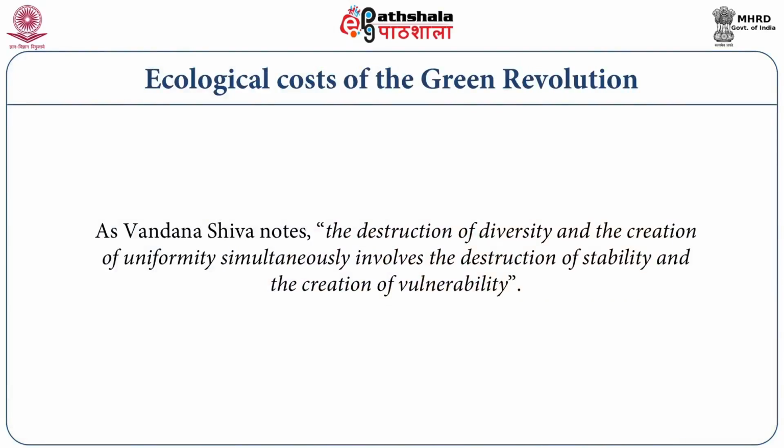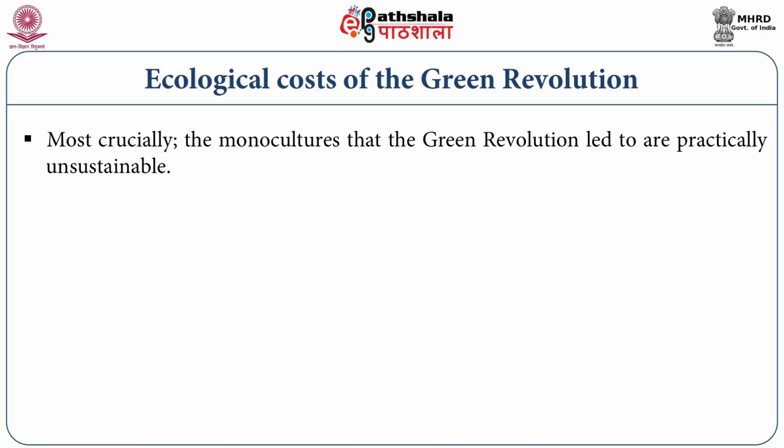The heavy fertilizer usage has also led to the eutrophication of lakes and rivers and altered the genetic diversity of agriculture. In India in particular, where crops serve a multipurpose use apart from food, as fodder to animals, organic fertilizers to soils, and also, as mentioned earlier, to help in providing subsidiary income to the peasant family, the agricultural changes brought forth by the Green Revolution systematically altered the balance in the ecosystem itself. As Vandana Shiva notes, I quote, "The destruction of diversity and the creation of uniformity simultaneously involves the destruction of stability and the creation of vulnerability." Unquote. Most crucially, the monocultures that the Green Revolution led to are practically unsustainable.